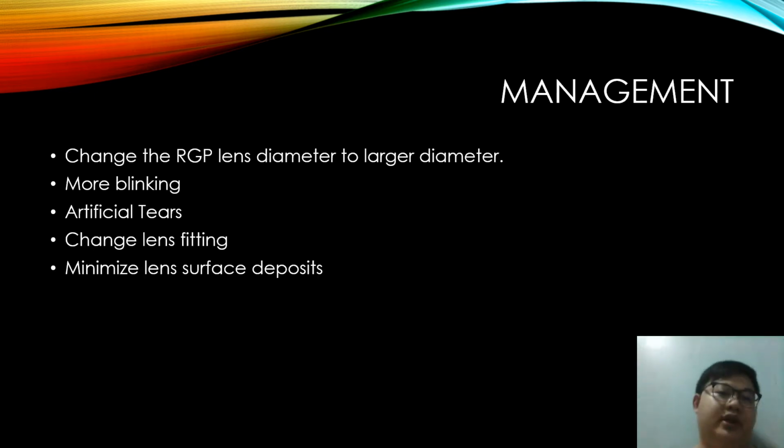So what is the management of this? Maybe we need to change the RGP lens to a larger diameter, so the lens does not easily move out. We can encourage the patient to blink more, and at the same time ask them to apply artificial tears to moisturize their eyes and prevent friction with the cornea. Then we need to change the lens fitting, maybe the fitting is too steep. We also need to minimize lens surface deposits, so clean the lenses with a lipid cleaner and protein enzyme.